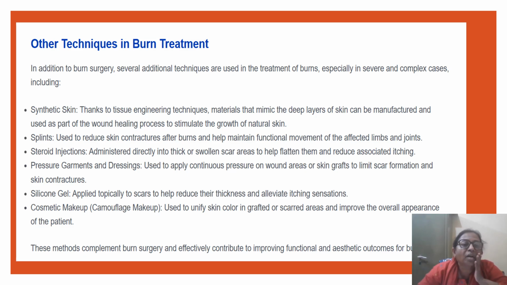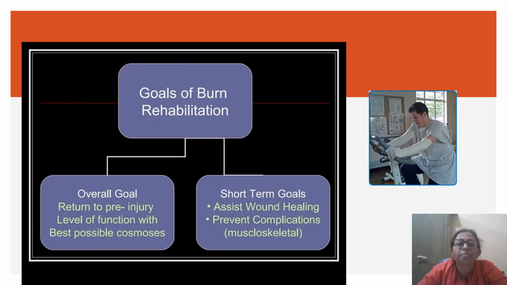Then other techniques: synthetic skin is used, splints can be used to reduce skin contractures, steroid injections administered, then pressure garments and dressings used to apply continuous pressure on wound areas or skin graft, and silicone gel applied topically to scars to help reduce their thickness and alleviate the itching, and cosmetic makeup used to unify the skin color in grafted or scarred areas and improve the overall appearance. So cosmetic surgery can be done later.